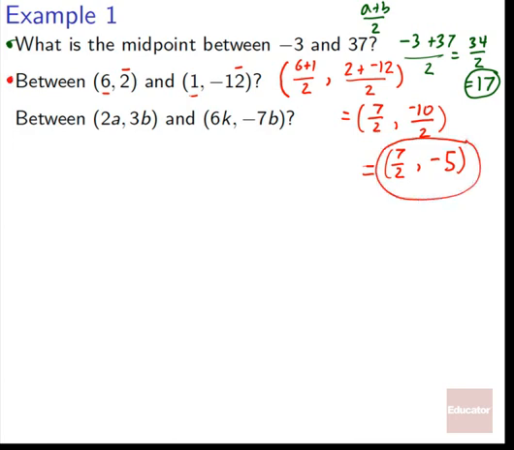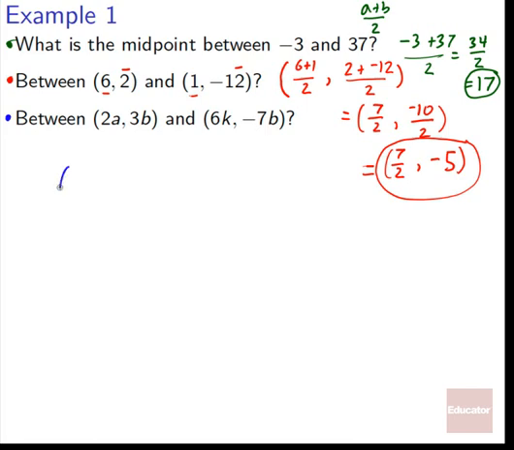And our last one, what if somebody handed us things that weren't numbers, right? They hand us 2a, 3b, 6k, negative 7b. They are numbers in that a represents some number, right? It's a placeholder, it's a variable. b represents a number, k represents a number. They all represent numbers, but we can't actually solve and get numbers like we did with these previous two questions. But we can still use the variables. We just put them into the formula just the same.